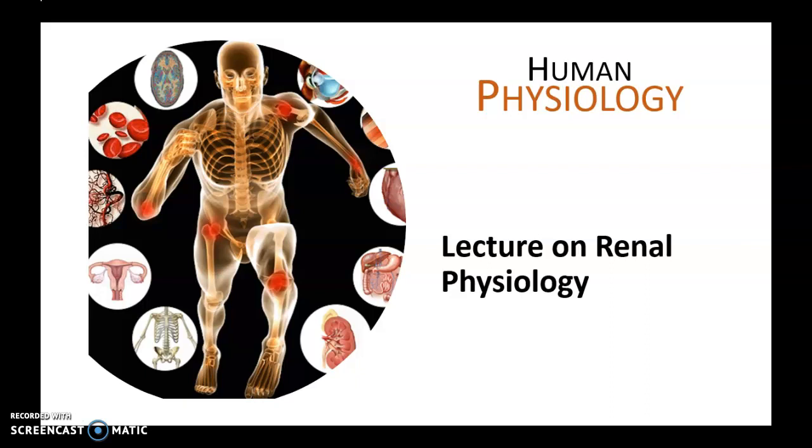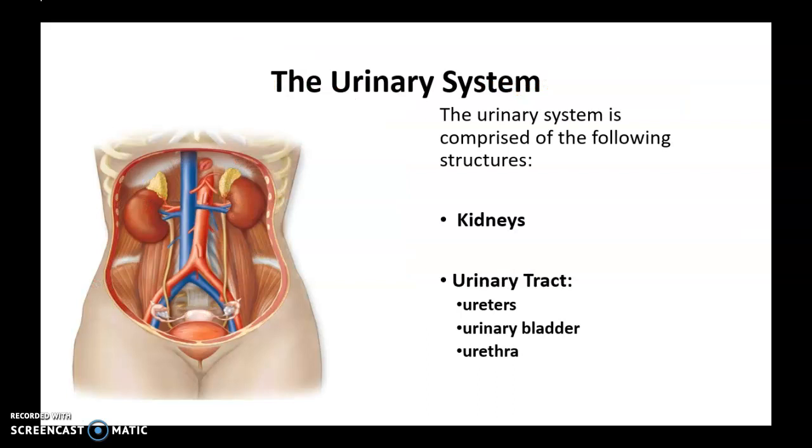All right, so talking about the renal physiology, we will look into the urinary system. And the urinary system is comprised of a few structures. First, we see the kidneys, right? The kidneys, which are sitting on the posterior abdominal wall. These are the kidneys. And then we have the urinary tract.